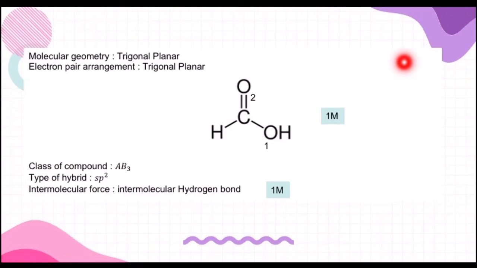Okay, I redraw the structure because I want to label this element. This is O1 and this is O2. So the name for this molecule is trigonal planar. The electron pair arrangement is also trigonal planar. The type of hybrid is sp2, and the intermolecular force is intermolecular hydrogen bond that happened here. So 1 mark will be given for the name and for the type of hybrid, and another mark for the intermolecular force.